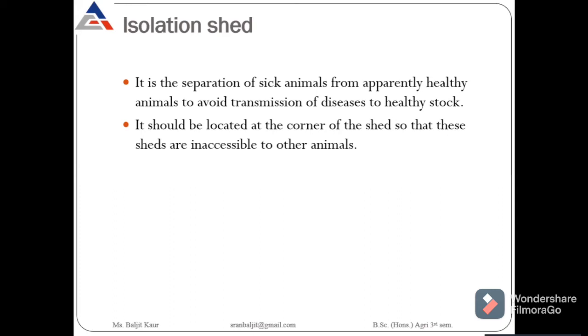So the separation of sick animals from the healthy animals avoids the transmission of diseases to healthy stock, and it should be located at the corner of the shed so that it is inaccessible to other animals and the diseases may not transmit to the other animals. That's why the location of the isolation shed should be at a corner of the shed.